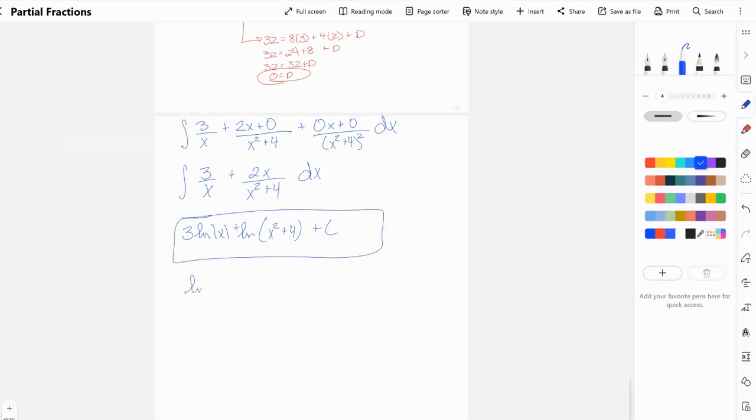If we wanted to combine these, we could move this guy back. And we could use log properties to get that as a final answer. Either answer would be fine.